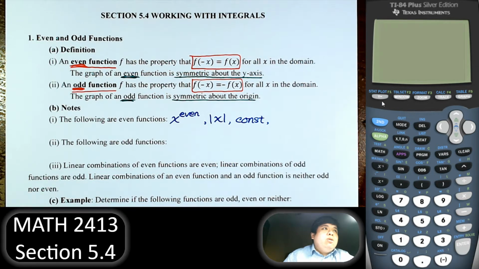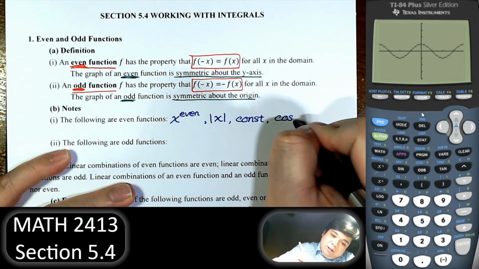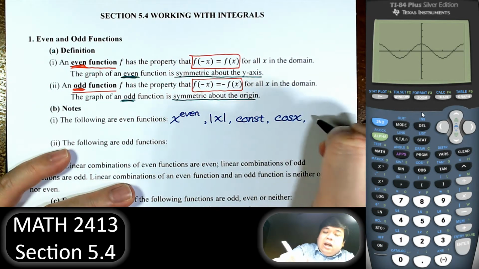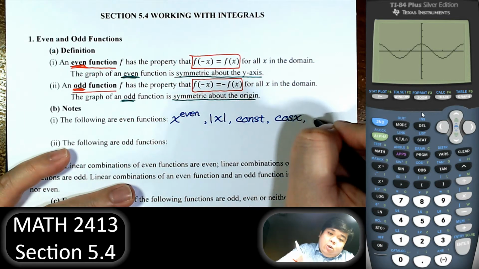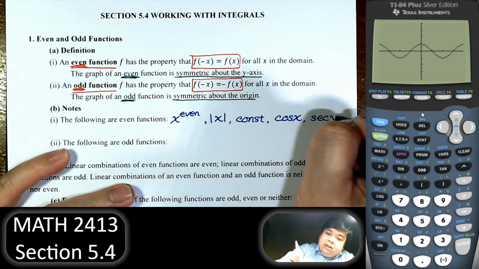give you some examples. If we have cosine of x, for instance, this is symmetric about the y-axis, so this is even. And of course, the reciprocal, 1 over cosine of x, which is secant, is also even.